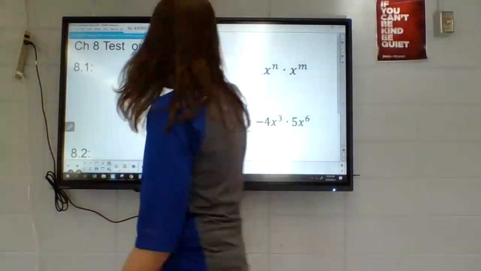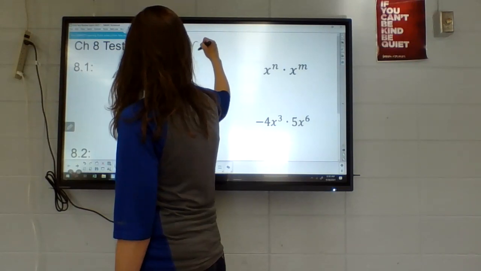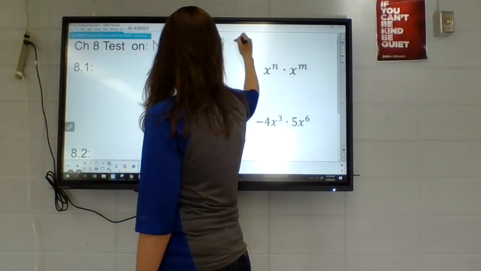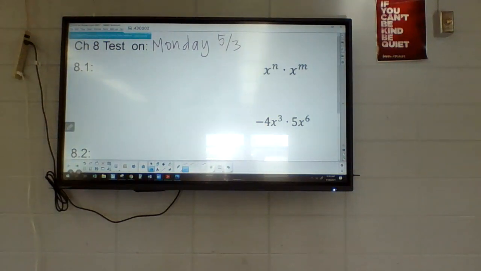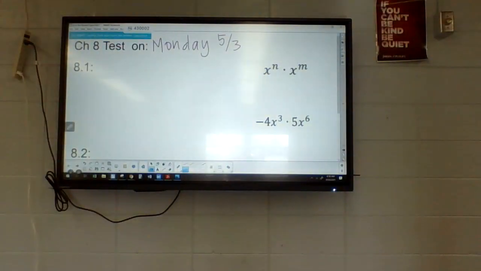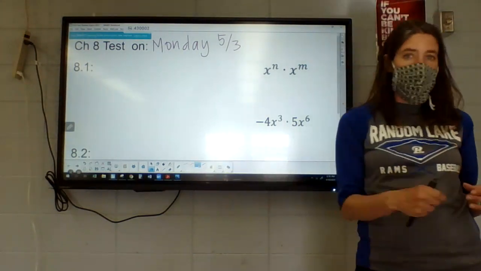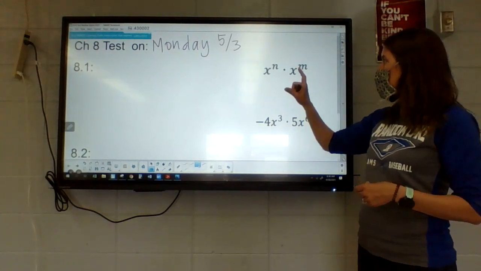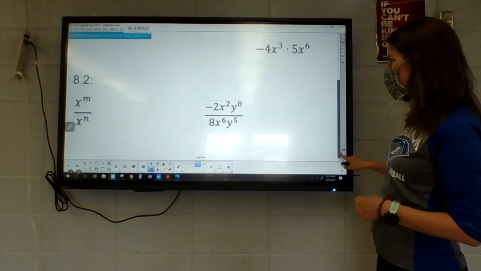So our test is on Monday, and I would highly suggest you study the blue chart. The blue chart will be a great tool for you to look over. It's 8-1, 8-2, 8-3 where we did all of our different exponent rules. In 8-1, that's where we multiplied with the same bases. We add the exponents, and I believe we also did power to a power in that one.